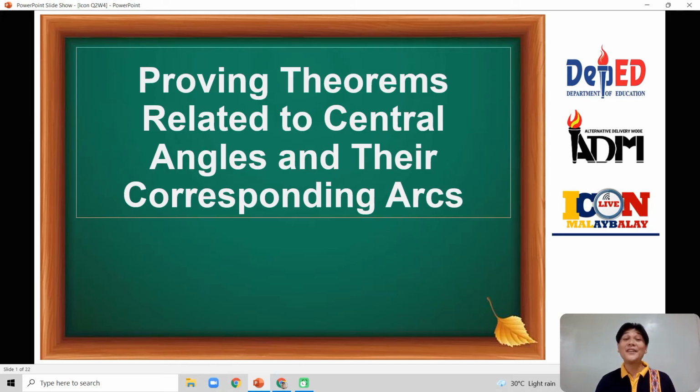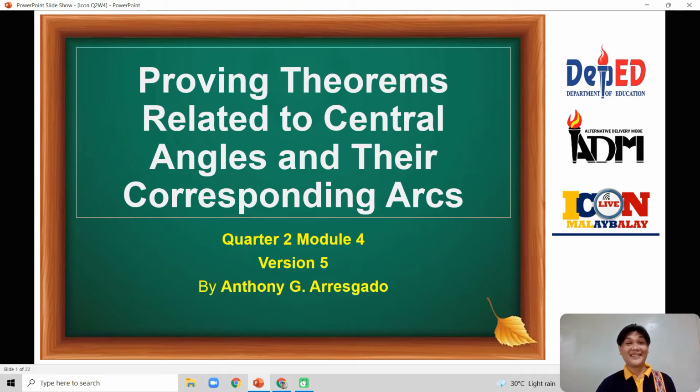Today, our topic is about proving theorems related to central angles and their corresponding arcs. Take note that this is for the second quarter and from Module 4, Version 5.